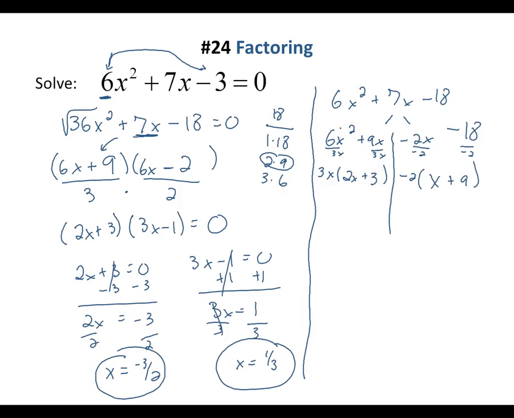So if I look here, 6x squared and 9x, what do they have in common? 3x. So when I take out 3x, what's left inside my parentheses? 2x plus, somebody said it, 3. And on the right-hand side, what's in common? Negative 2. Whenever something leads off negative, you want to make sure you take that negative sign out. And 2 and 18 have 2 in common. So when I divide by negative 2, I hope that I get something over here. I don't see it happening.